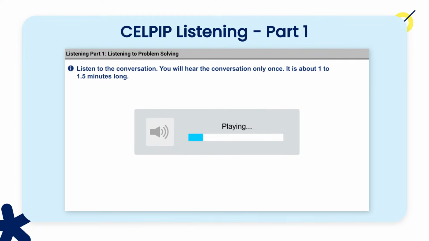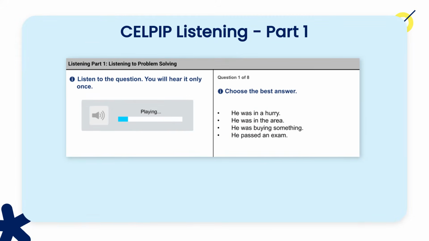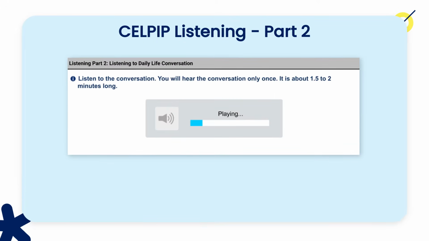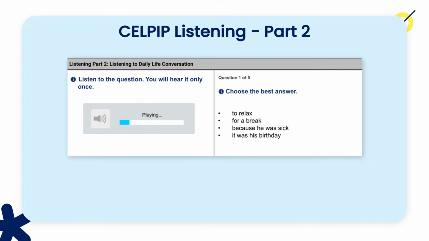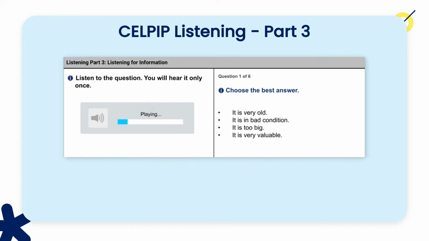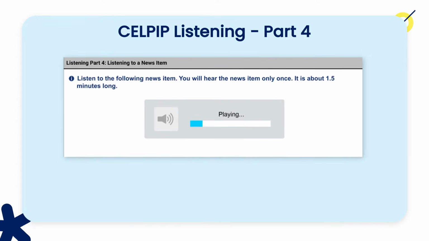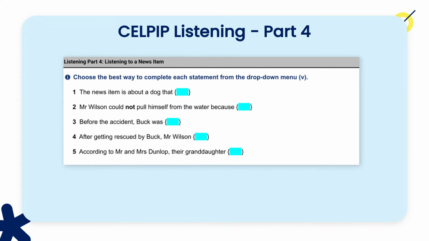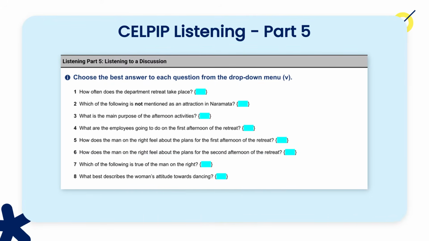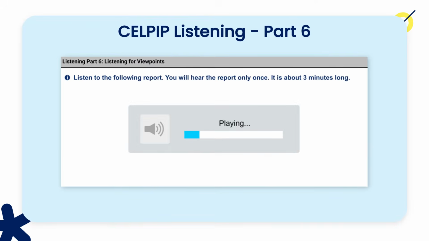Part 1, listening to problem solving. Part 2, listening to a daily life conversation. Part 3, listening for information. Part 4, listening to a news item. Part 5, listening to a discussion. And Part 6, listening to viewpoints. You'll also complete 1 short practice task before the real test begins.